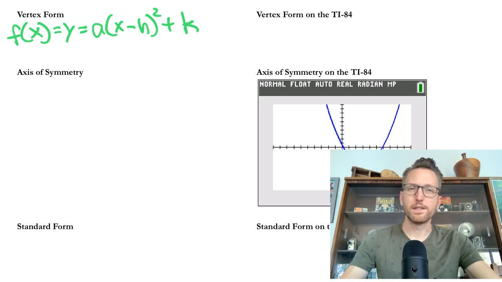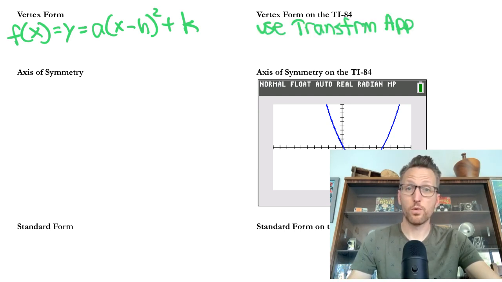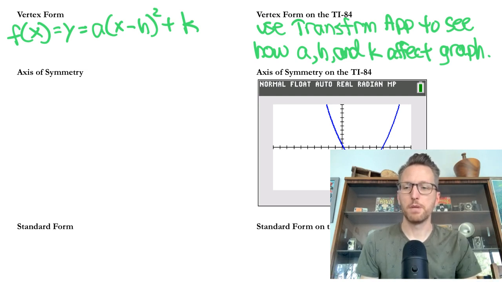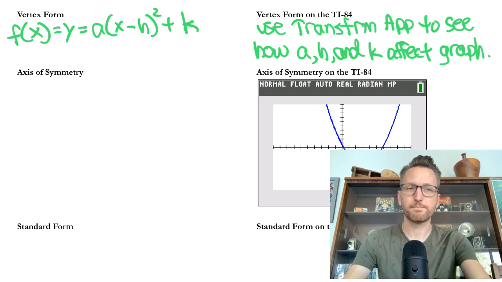The vertex form on the TI-84, not much to say here except that you would use the Transfrm app, or you can use it, to see how A, H, and K affect the graph. So that's what we'll do with the app, and I think it's pretty cool. I didn't really use that app much before, so that's why I'm excited to show you.